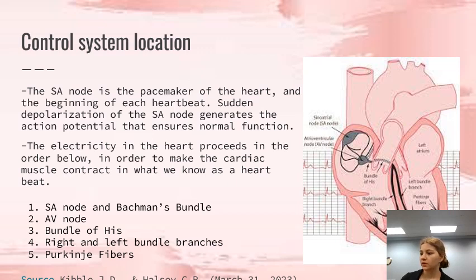So the SA node causes the atria of the heart to contract, and the Purkinje fibers cause the ventricles to contract. When working properly, this electrical system keeps the heart beating steadily in what we call normal sinus rhythm, abbreviated as NSR.